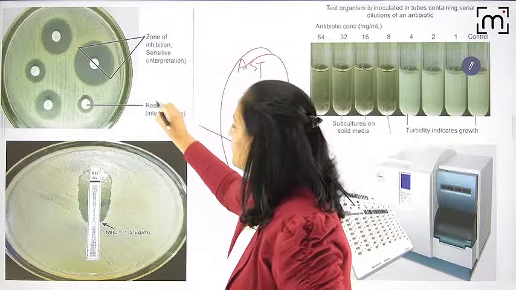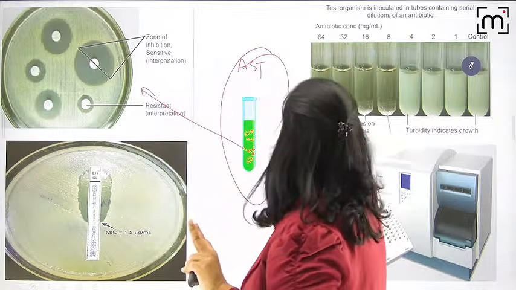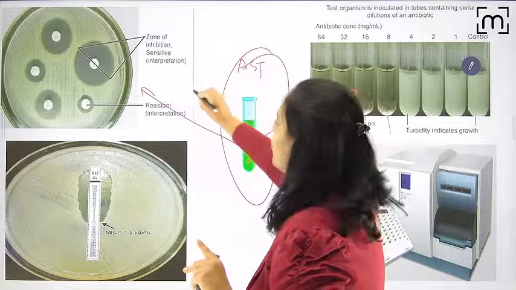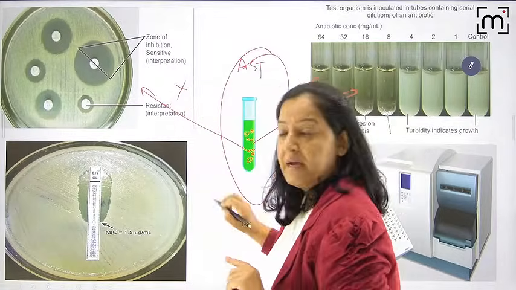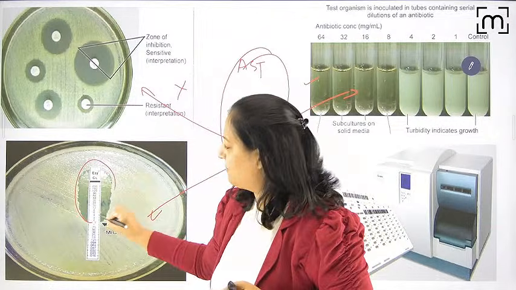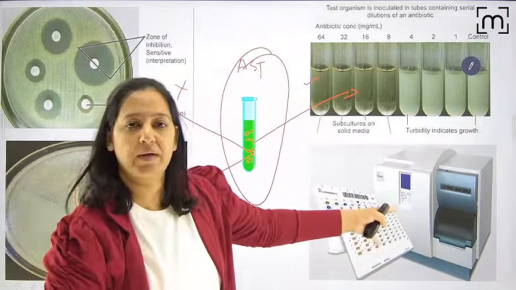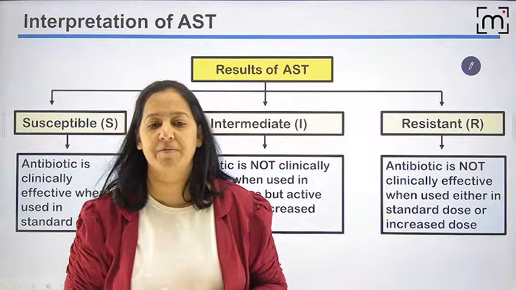The most important, most common method is this diffusion method, Kirby-Bauer method. Second is dilution method. Here we cannot calculate MIC, here we can calculate MIC. Let's combine the two. Third method is E method, in which the ZOI is elliptical, and here we can calculate MIC again. And nowadays we use the automated one. I hope everyone got it, and this chapter is also done.